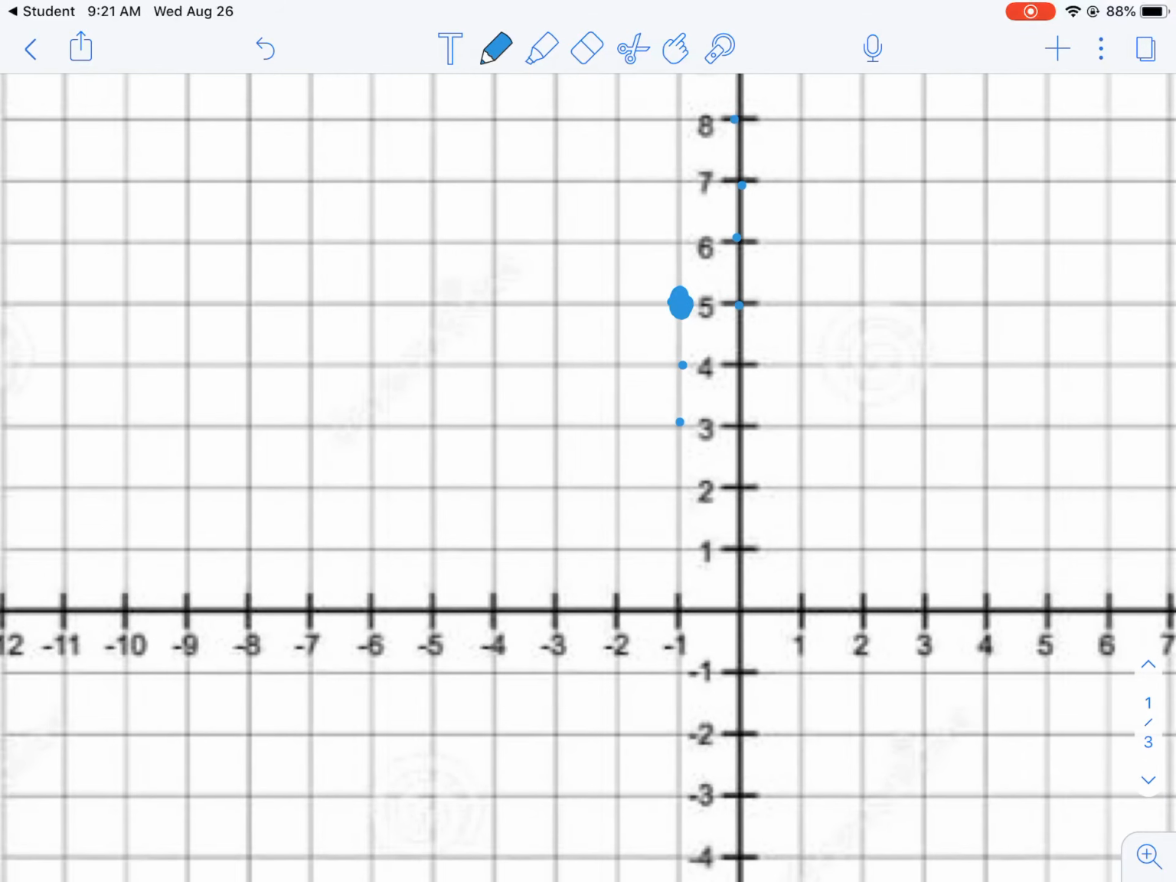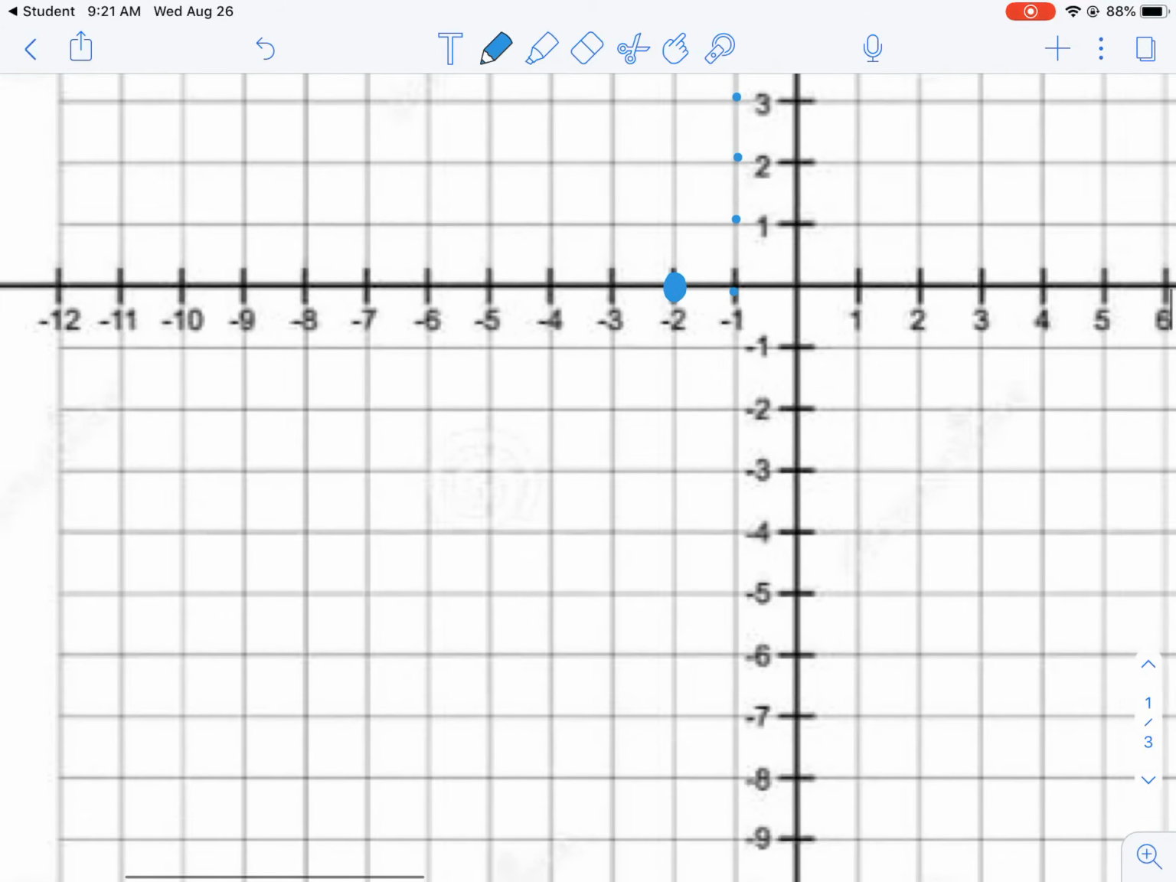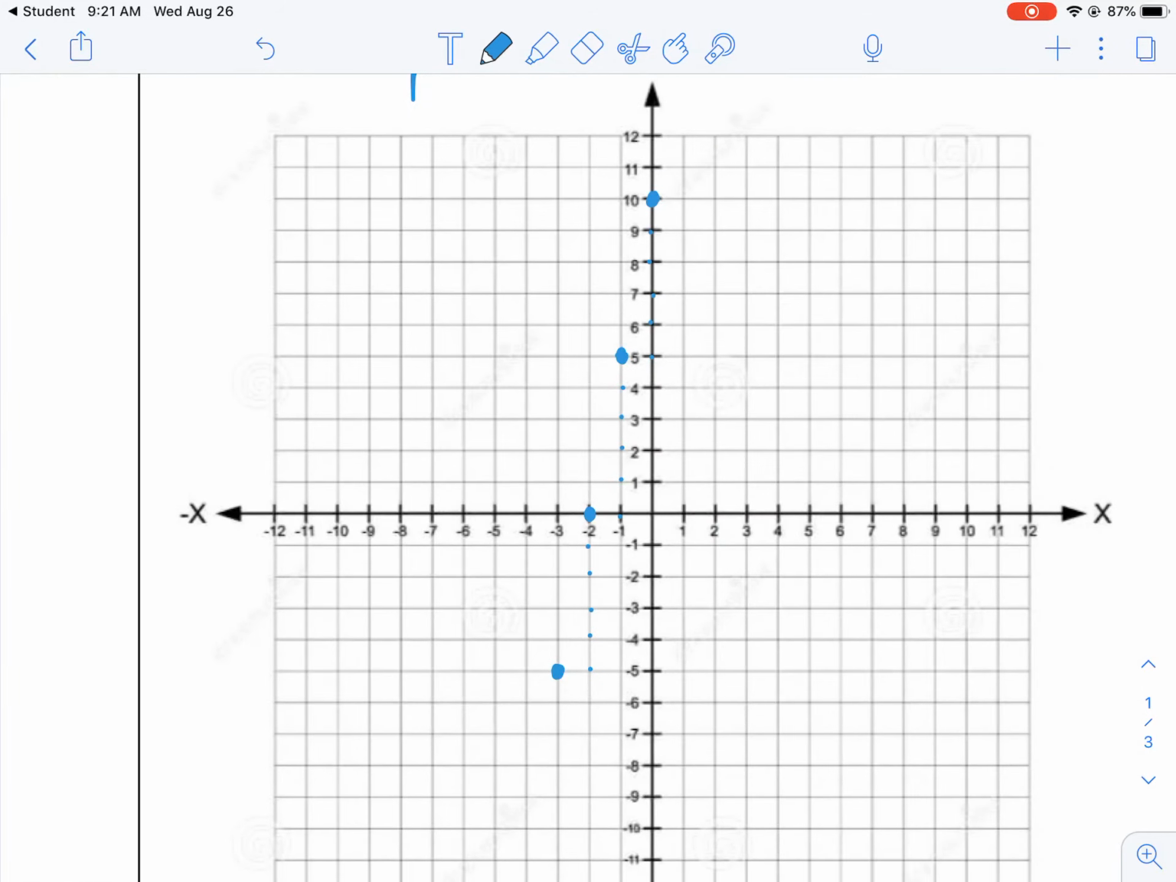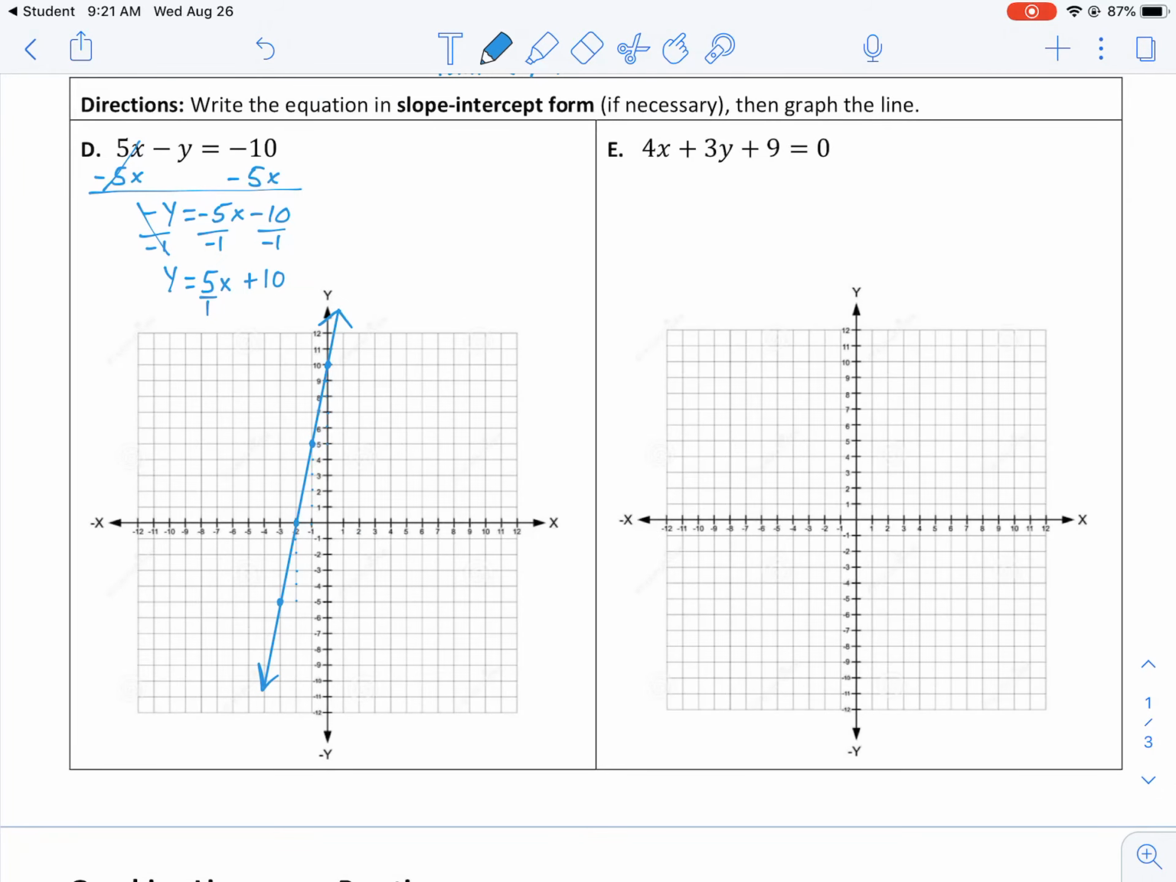We can do that as many times as we want, until we have a sufficient amount of points. And then we can draw our line through and we are done. So that's the first one.